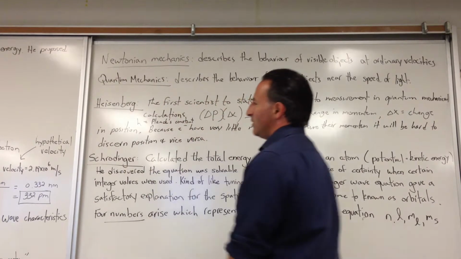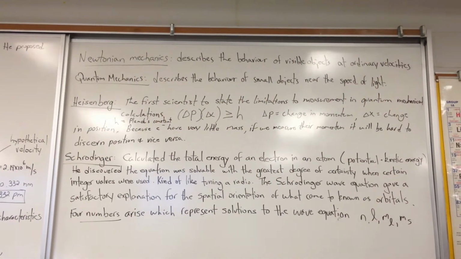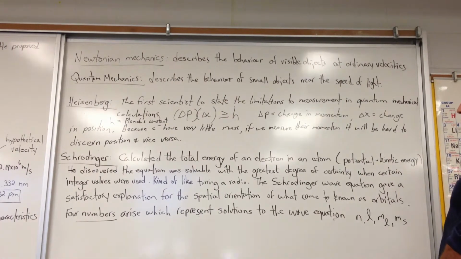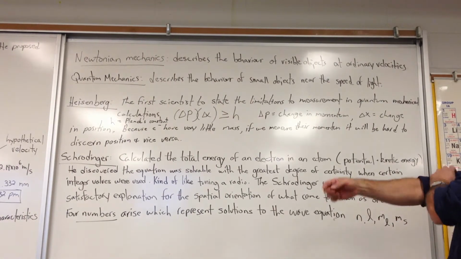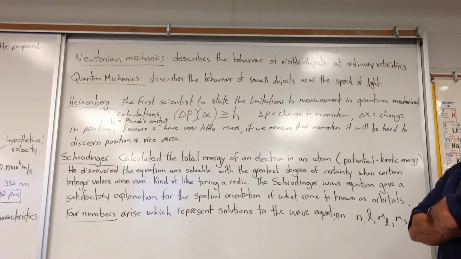So up to that point in history, Newtonian mechanics was able to describe the behavior of particles at ordinary velocity. But what happens when particles start moving at close to the speed of light? It is possible to accelerate electrons to within 99.999% the speed of light. And those are called relativistic velocities.